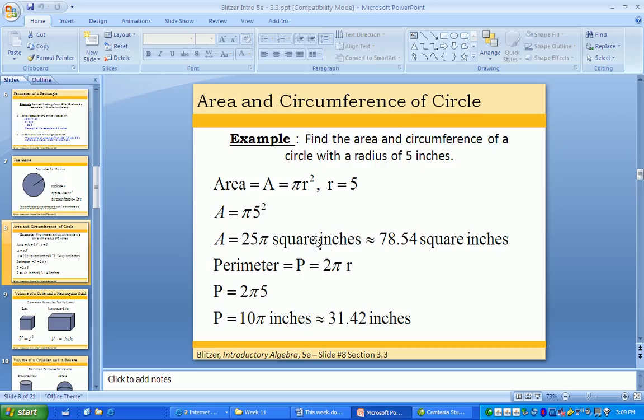Notice how I round here. Because we estimate pi to be 3.14, we estimated 2 places after the decimal. Our answer should end, unless otherwise noted, in 2 places after the decimal when we round off. The perimeter is equal to 2 pi r. So again, 2 times pi times r. And we can use the commutative properties. 2 times 5 is 10. 10 pi inches, which is equal to 31.42 inches. The same rules apply for rounding here.